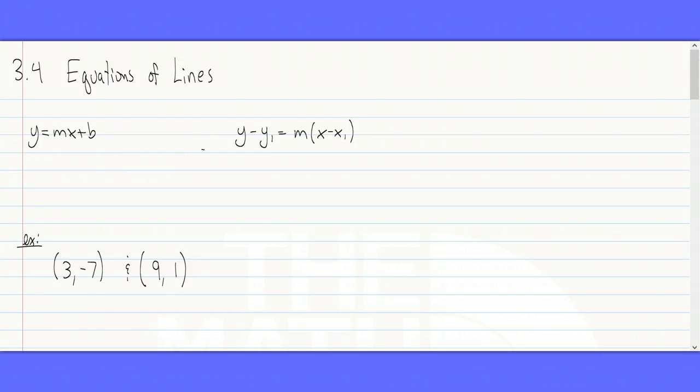We have two equations for lines. There's y equals mx plus b. That's called slope-intercept form, where m is equal to the slope and your y-intercept is (0, b).